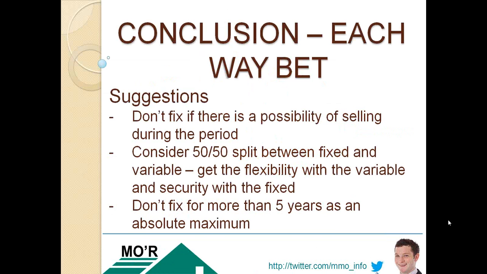So, conclusion. It's 50-50. Major things, don't fix if there's a chance of you selling the property during the time you fix for or you need to refinance. Consider getting the best of both worlds. Consider a 50-50 split between fixed and variable. So you get the flexibility of the variable side of it, so with the products, but you get security against rates rising. Don't fix for over 5 years an absolute maximum, because any more than this, the lenders build in too much volatility into the rates.